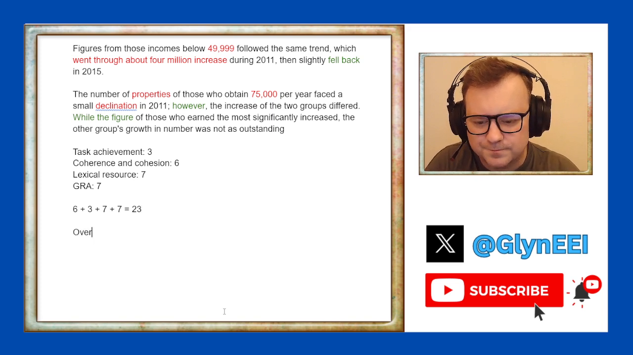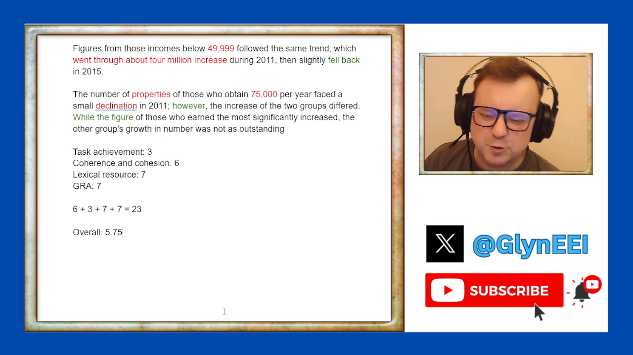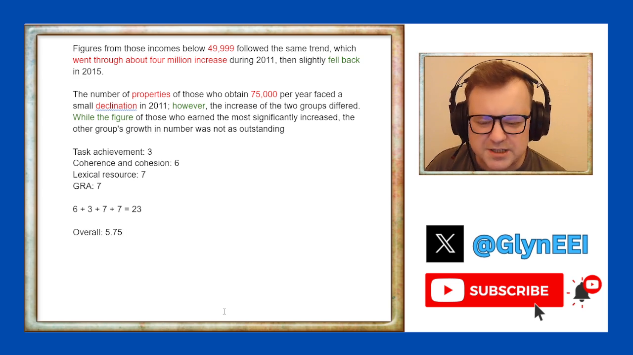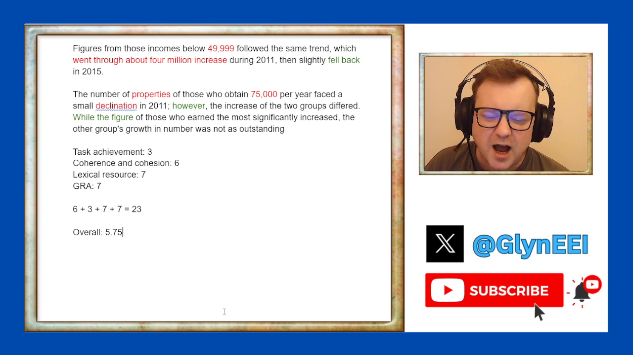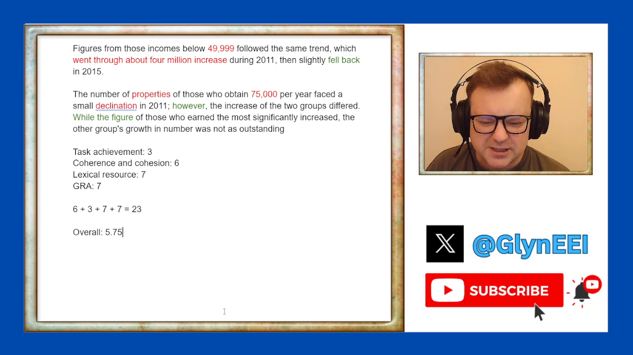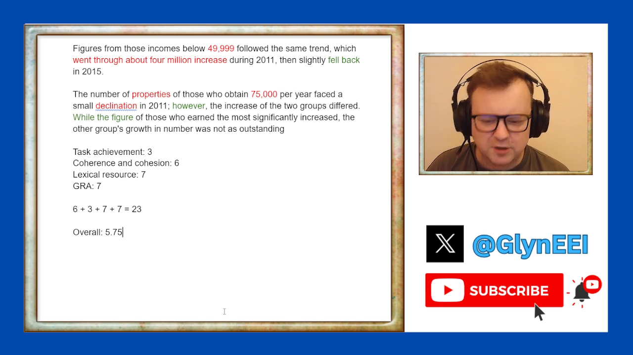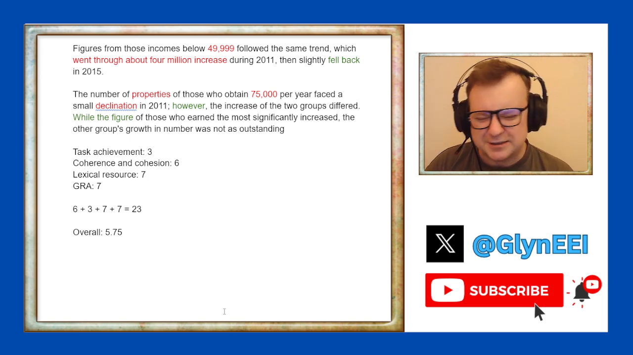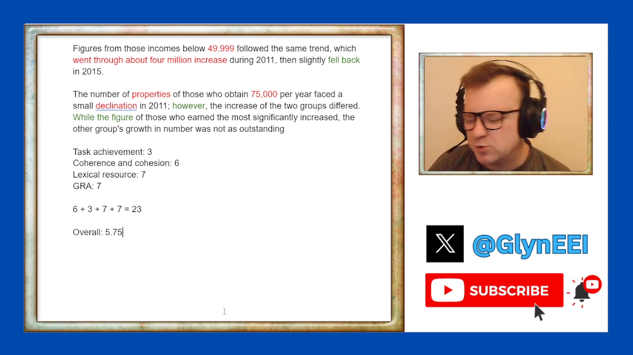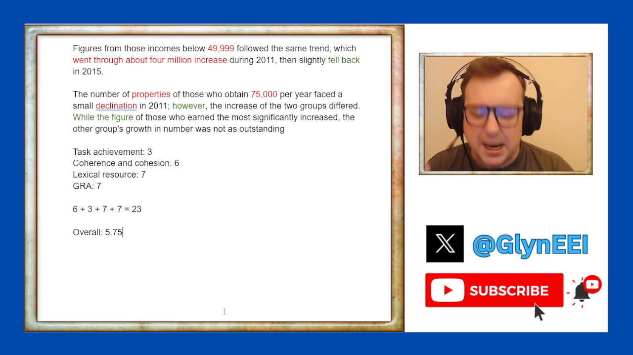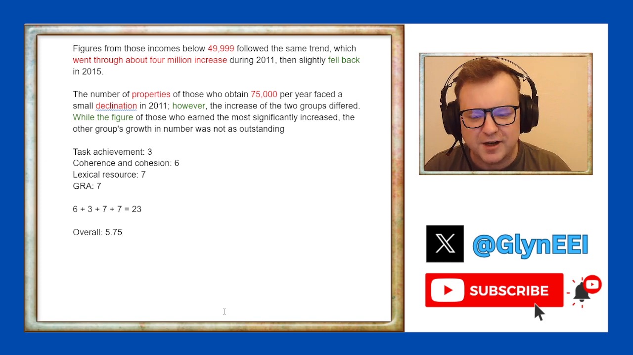So overall is 5.75. Now there is some confusion about what happens with the 0.75, 0.25. I've been rounding up recently. In IELTS they will round down to 5.5 for this, but I'm just going to give the scores 5.75 here. In the real IELTS, it will be 5.5, but then it also kind of depends on your writing task too as well. It's a huge problem. Anyway, let's just call it 5.75 overall.